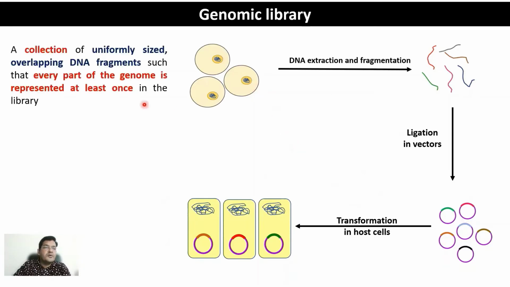So a genomic library is a collection of uniformly sized overlapping DNA fragments such that every part of the genome is represented at least once in the library. There are two important points to remember here. One, generally the library is uniformly sized in the sense that you select fragments of specific sizes to be included in a library. Because you create a genomic library for sequencing projects, the overlap between DNA fragments is important. Why you want uniformly sized fragments, and why they should be overlapping, is something that we'll talk about as we move along.